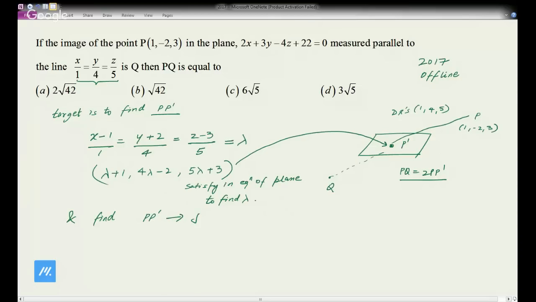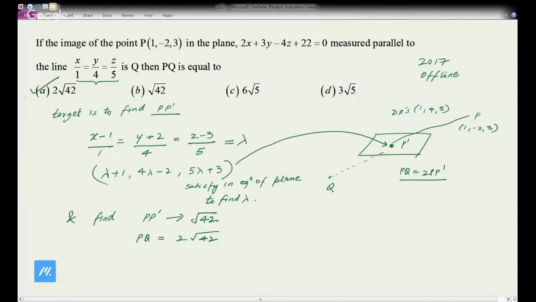Make sure this comes out to be root 42. But do not get excited and mark B as the answer. This is PP dash. Find PQ, that will come out to be, yes, so the answer is A. Okay, clear? Got it guys?